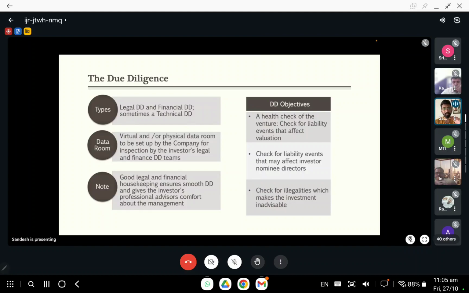But after they decide to invest, or after they decide to look into the company, if the documents are well maintained, if all the questions by the investor and their legal team or their finance team are answered on time, and if everything is handled very smoothly and professionally, it creates a good impression on the investor that this is a well governed company.